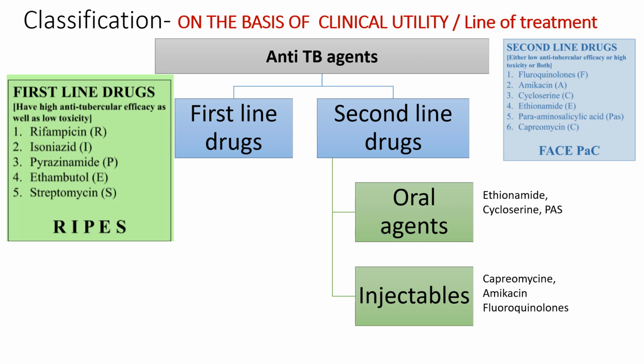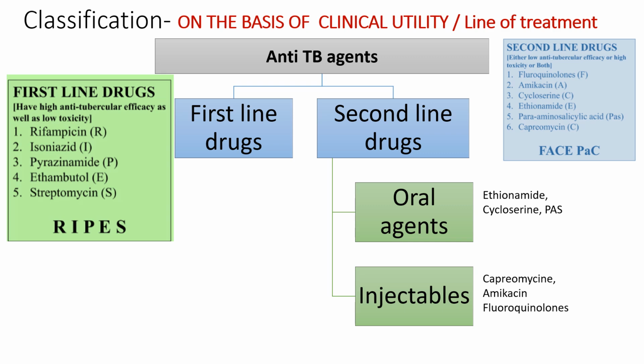Now what is the meaning of first line and second line? That you already know. You will be covering that in detail in ecology, but just to brush up, first line drugs have high efficacy, low toxicity. Second line drugs have low efficacy and high toxicity, or both. Since the first line drugs may show some limitations, because of that, the second line drugs have to be used.